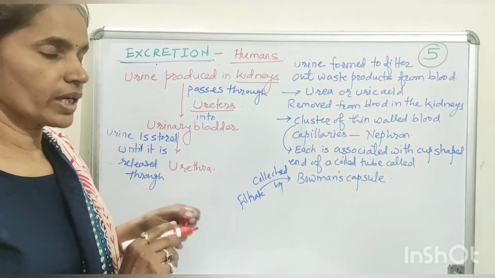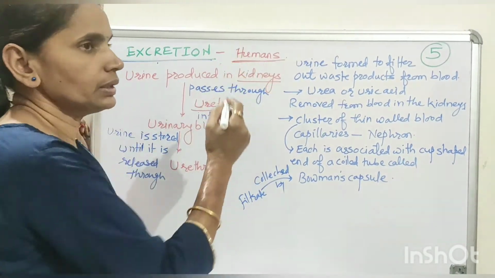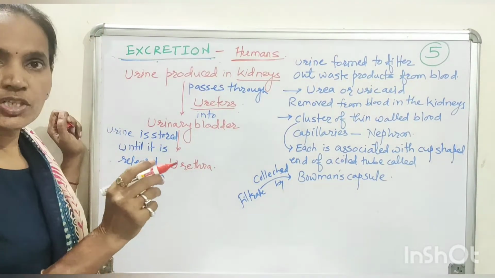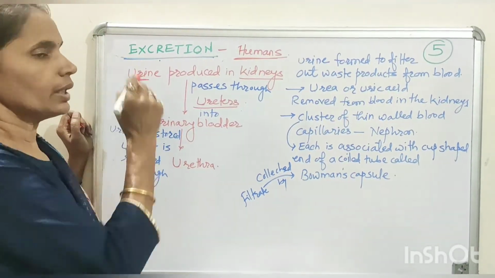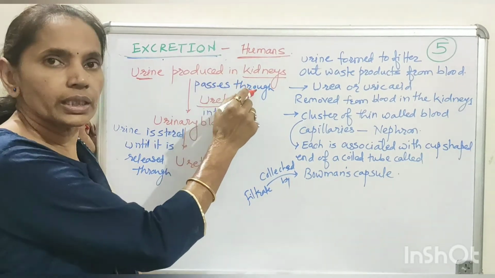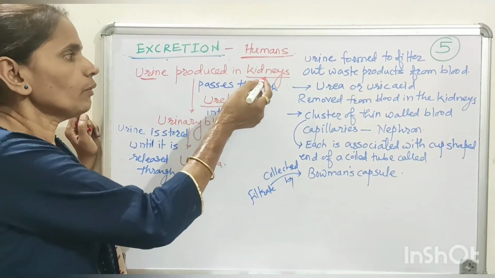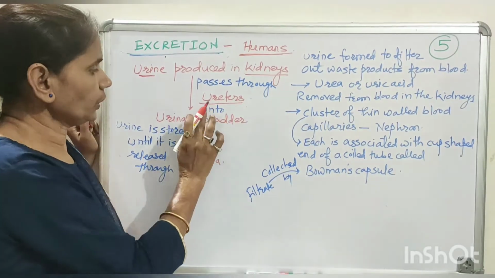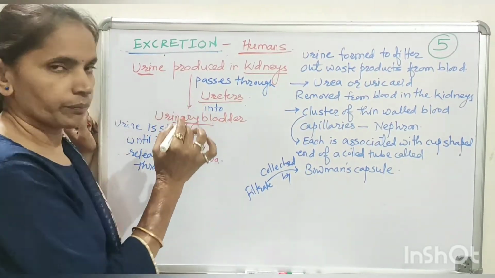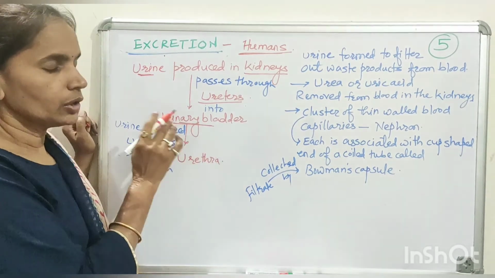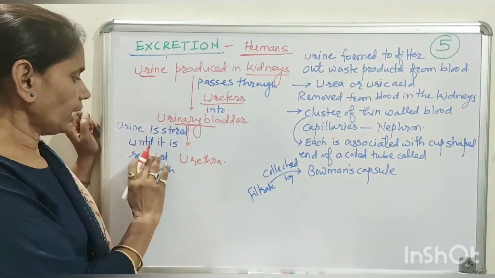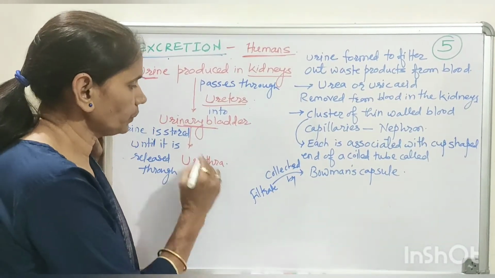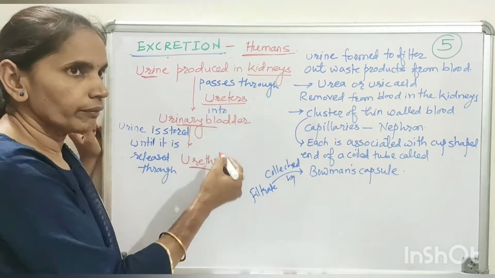In the process of excretion in human beings, the main waste product is urine. Now this urine is produced in the kidneys. Then from the kidneys, the urine passes through ureters into the urinary bladder. In the urinary bladder, the urine is stored until it is released through the urethra. So overall the pathway of urine is from kidneys through ureters, urinary bladder, and finally through the urethra.